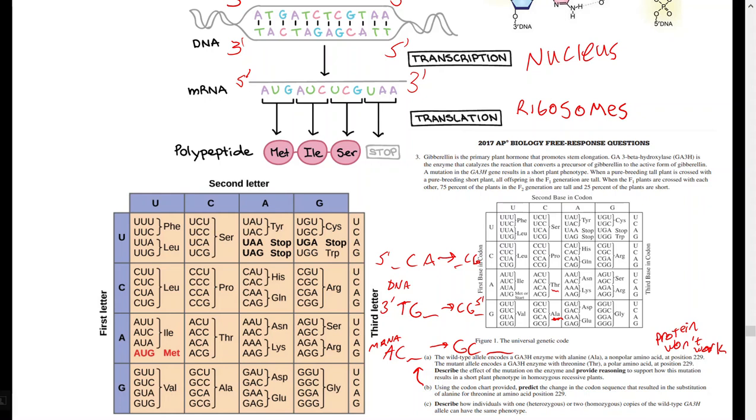There's a lot of places it could have gone wrong in that DNA replication process. And so that's why also we have enzymes specially for trying to eliminate these mutations, because you can see one mutation, very damaging. And then describe how individuals with one heterozygous or two homozygous copies of the wild type GA3H allele can have the same phenotype.